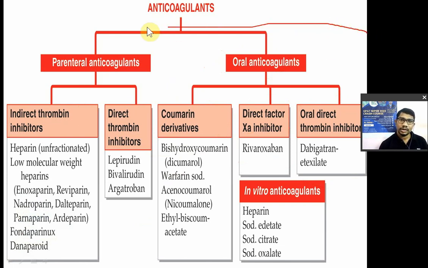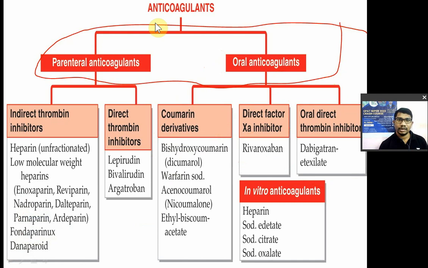So all these are the in vivo anticoagulants. They inhibit the blood coagulation process inside the body. Now those drugs which inhibit blood coagulation in the test tube are in vitro anticoagulants. They are mostly added to the test tube to prevent blood coagulation in vitro before the blood examination, right? In this group you have heparin, sodium citrate, sodium oxalate. They are known as in vitro anticoagulants.